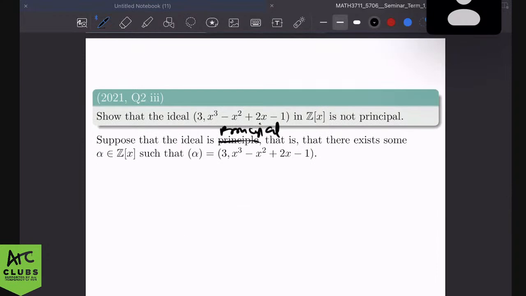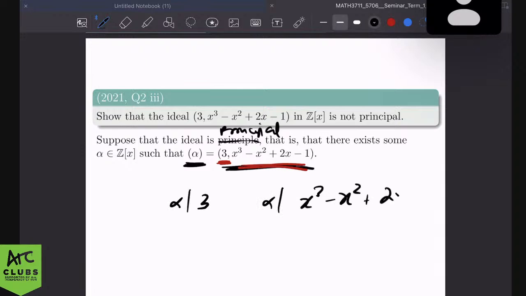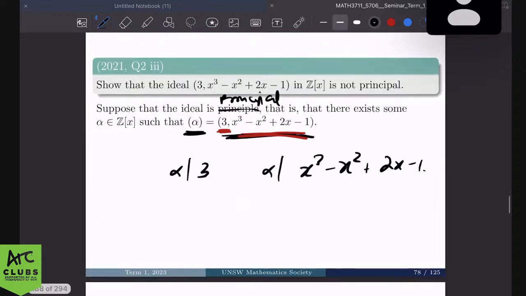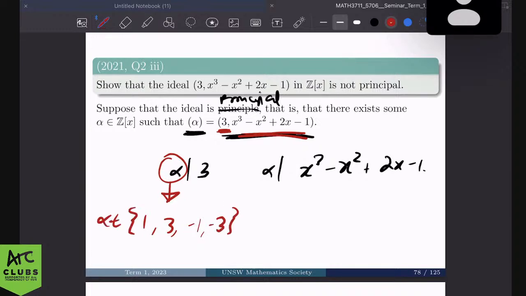But yeah, suppose that the ideal is principal, which means that there exists an alpha such that it's equal to that. And that means that alpha needs to generate both 3 and also x cubed minus x squared plus 2x minus 1. Which means that alpha needs to divide 3 and alpha needs to divide x cubed minus x squared plus 2x minus 1. Okay. Now there aren't many options if alpha divides 3, because in integer polynomials you can only have 1, 3, or minus 1, minus 3. Okay. And so we're going to go through these possibilities and show that they all don't work.